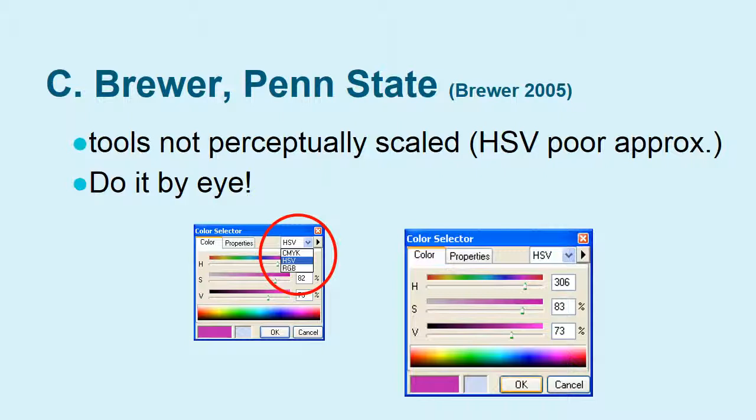Dr. Brewer at Penn State says to be careful when you're choosing colors using values, because the tools themselves do not include the perception; they're not perceptually scaled. So you really need to do this by eye. She stresses that. But she also provides us a tool that will allow us values that we can plug in there.